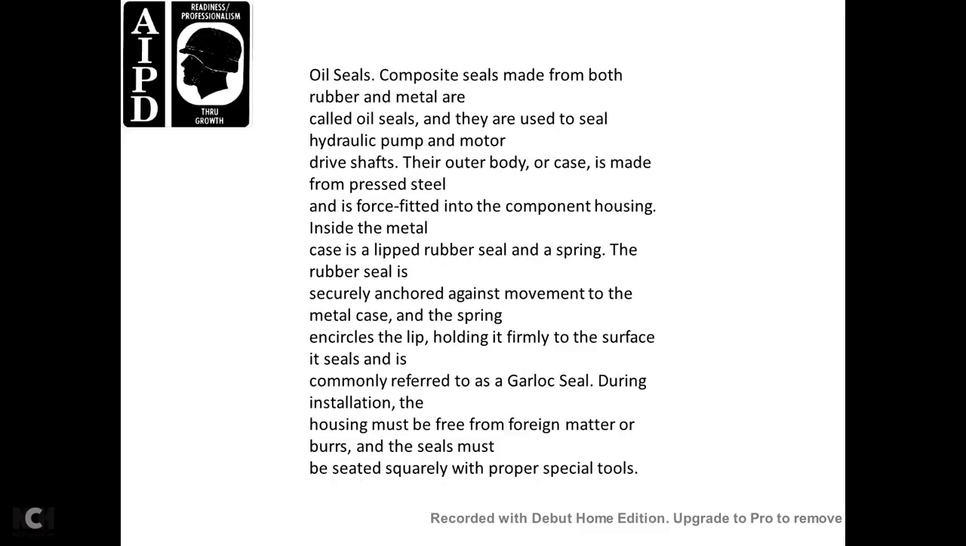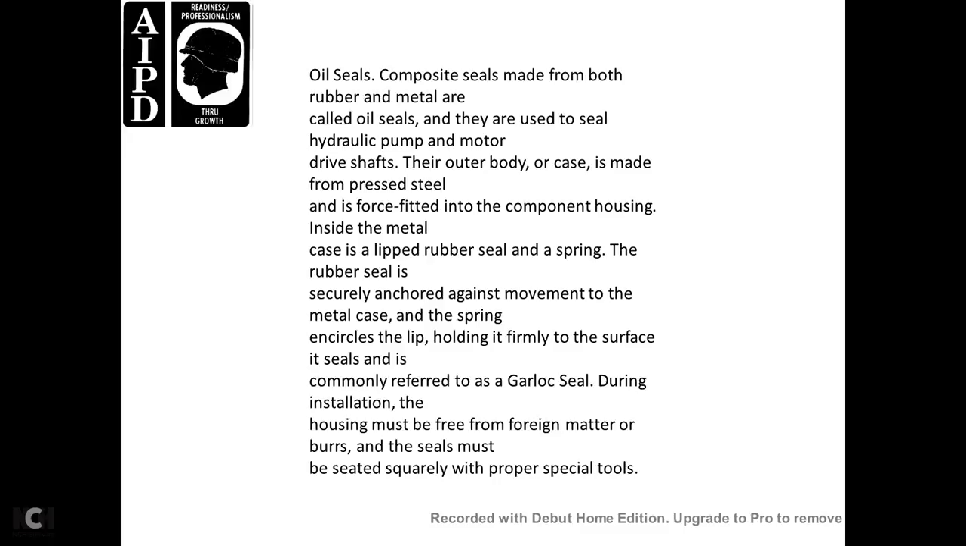Oil seals. Complete seals made from both rubber and metal are called oil seals. They are used to seal the hydraulic pump or motor drive shaft at the outer body. The case is made from brass and is force fitted into the component housing, and inside the metal case are a rubber lip seal and a spring. The rubber seal is securely anchored against movement in the metal case. The spring encircles the lip, holding it firmly against the surface of the seal. It is commonly referred to as a Garlock seal.